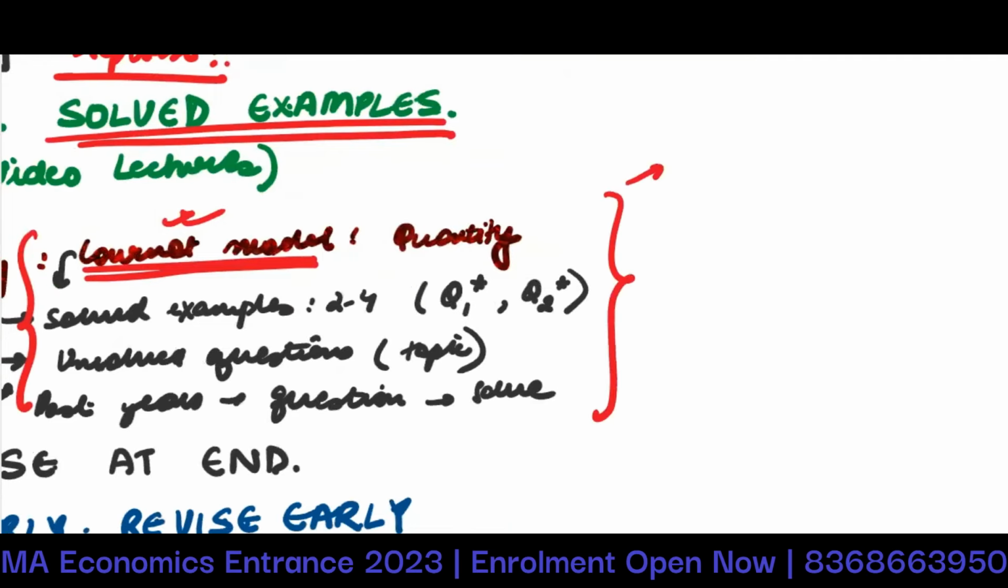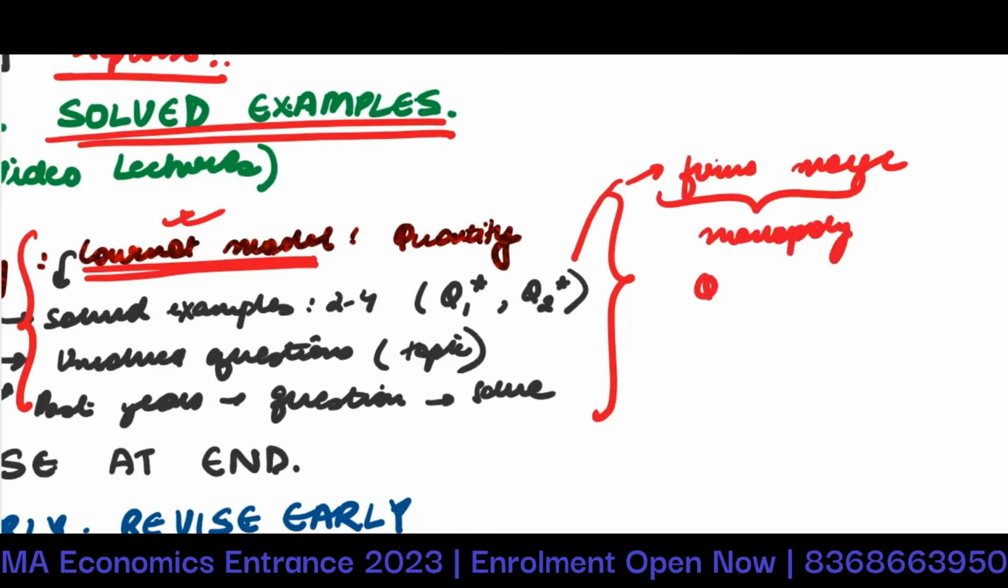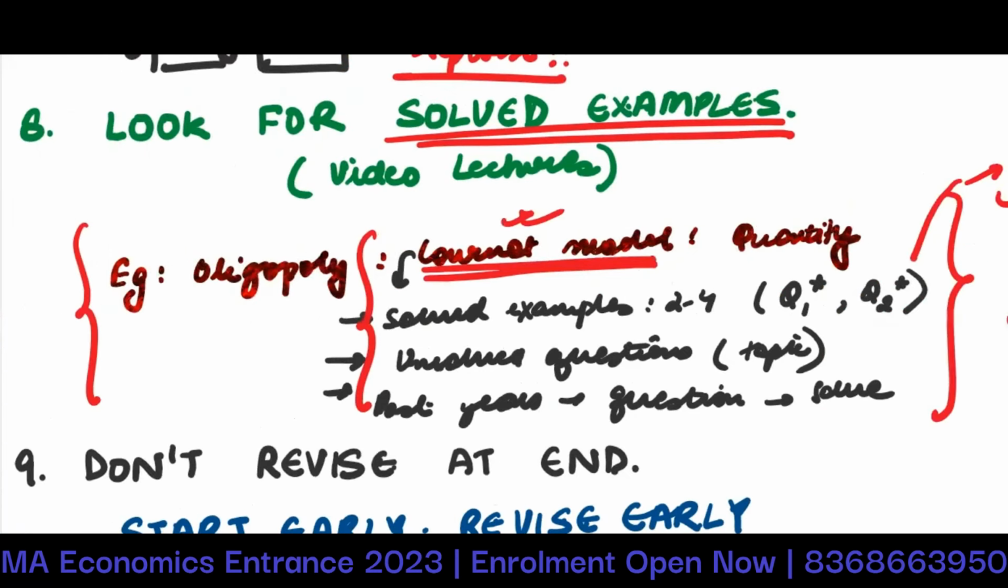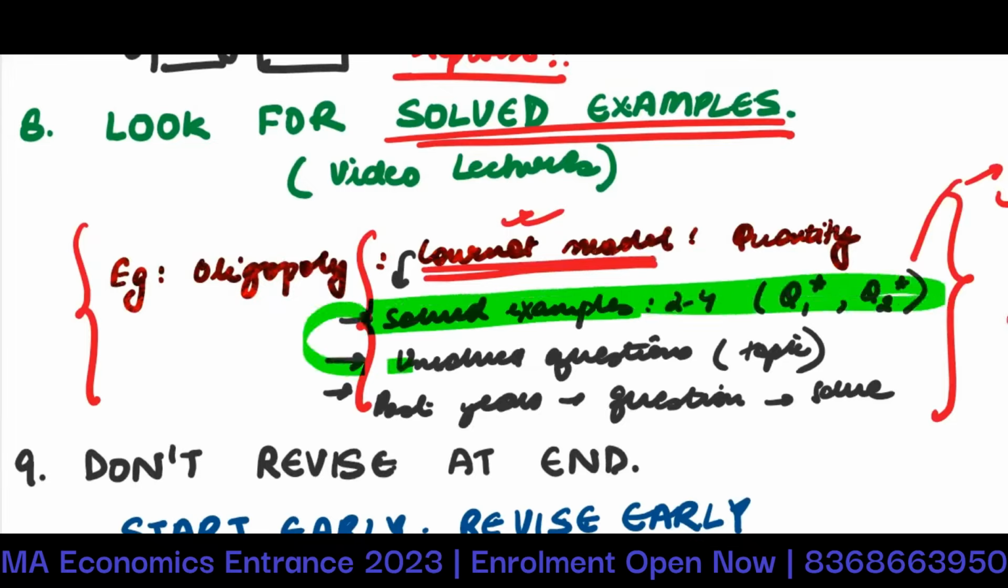So for example, one of the questions that comes is, what happens if the firms merge? If the firms merge, they will form a monopoly. If they form a monopoly, what will be Q star? What will be pi star? What will be P star? So these solved examples should cover all the possible scenarios for you to practice. Then the unsolved examples will help you practice it further, and then you will go through the past year questions.